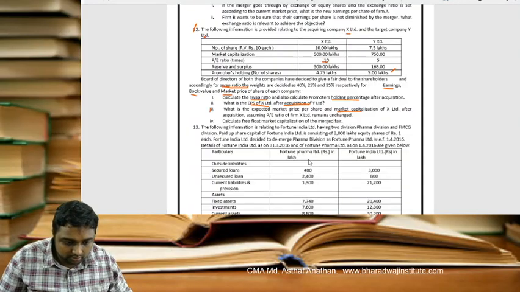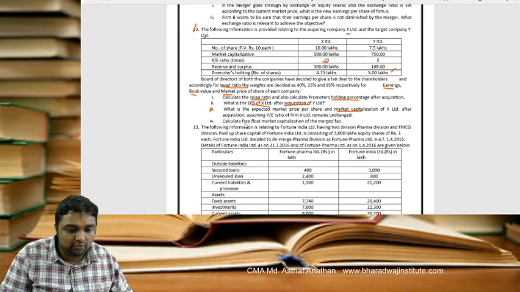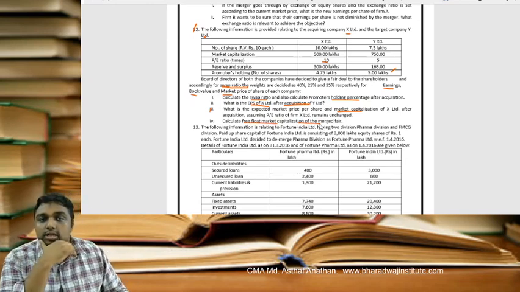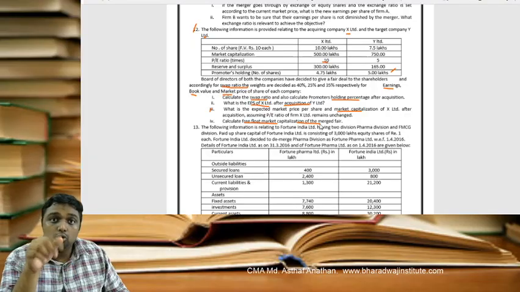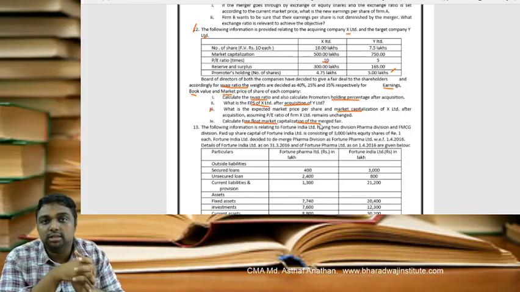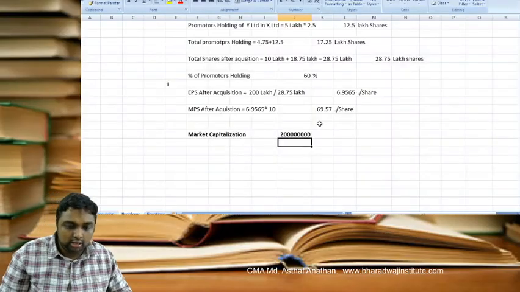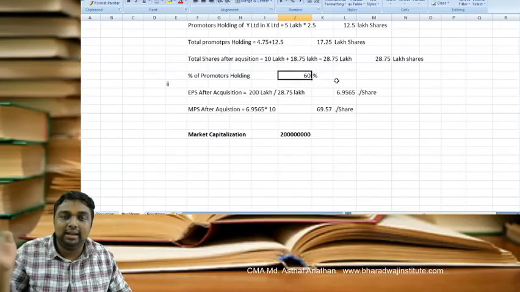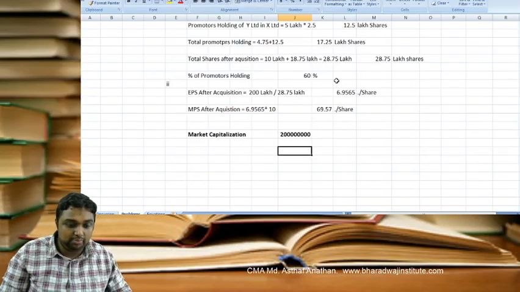Now, last, free float market capitalization. See, this is a new word for you. What is free float? You know promoters. What is the balance after promoters? That is what is called free float. Your promoters holding is 60%, so the market tradable balance is 40%.